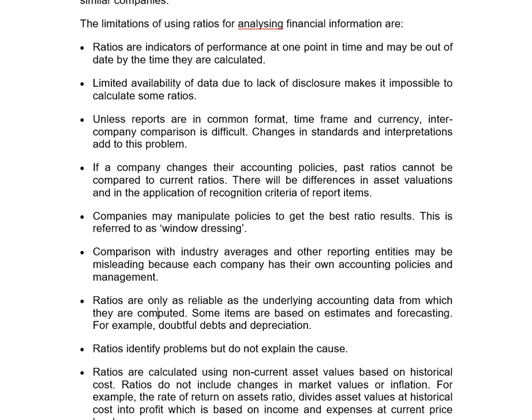Now, ratios are only as reliable as the accounting information, right? So if the accounting information is wrong, then the ratio will be wrong. For example, doubtful debts and depreciation are based on estimates. They are not actual figures. They are forecasted figures. They are estimations. So if those estimates are not accurate, then the ratios are also not accurate because they are based on this data.